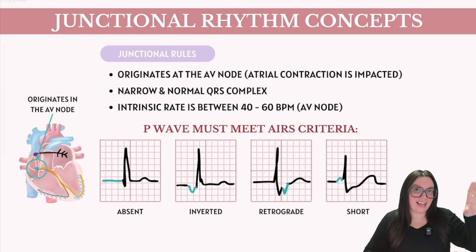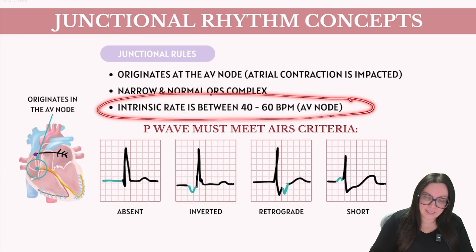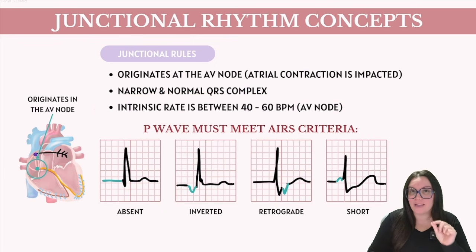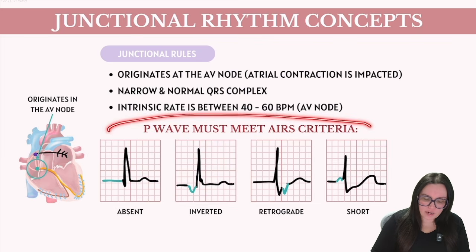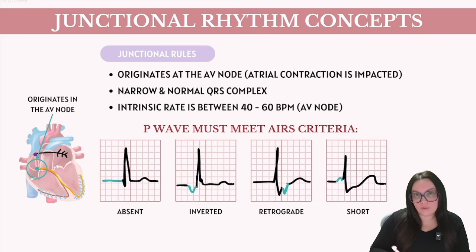Remember we talked about the SA node and the AV node, they both have their own set of intrinsic rates. So the AV node has an intrinsic rate of 40 to 60 beats per minute. This is going to be really big when we're talking about these junctional rhythms. What's really important to note is that the P wave must meet one of 4 criteria in order for it to be deemed a true junctional rhythm.